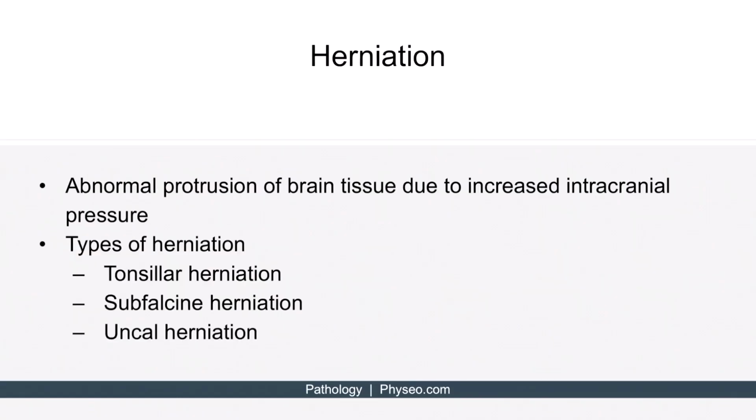All right, now let's discuss herniation. In neuropathology, herniation refers to the abnormal protrusion of brain tissue due to increased intracranial pressure. There are 3 types of herniations, including tonsillar herniation, subfalcine herniation, and uncal herniation. Let's start with tonsillar herniation.